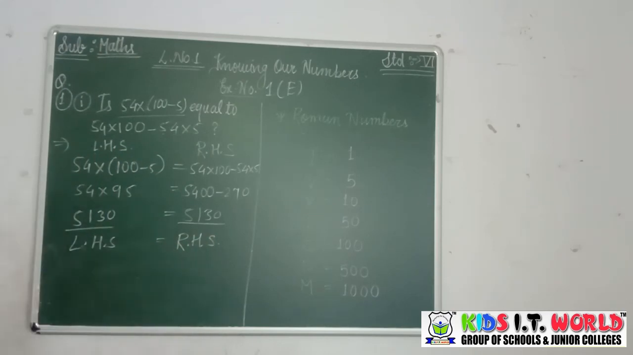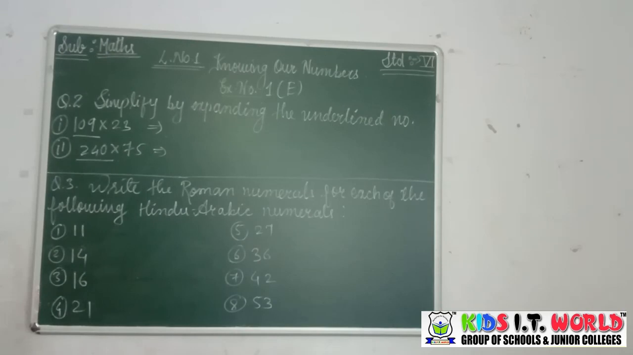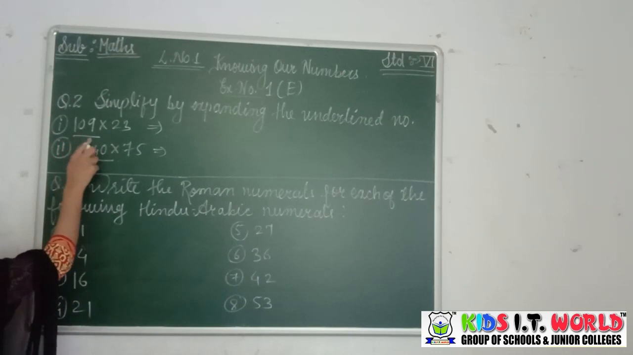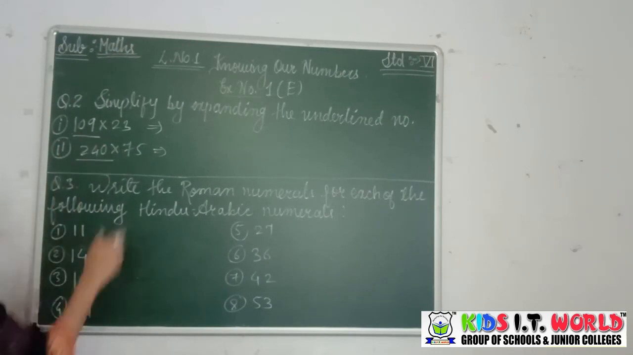Understood? In the same way, you have to solve the rest of question 1, second and third also. Now let's see question number 2. Now here the question is simplify by expanding the underlined number. Very simply, you have to just simplify this number by expanding. Whatever number is underlined in this given question, you have to just simplify that by expanding.